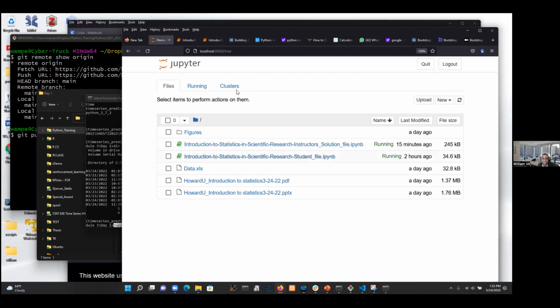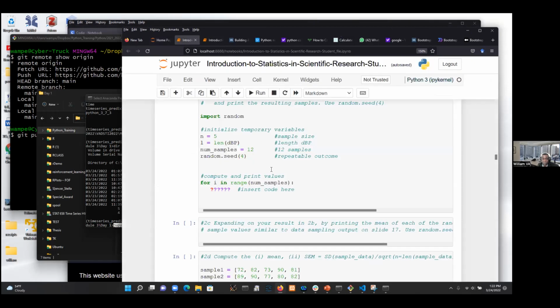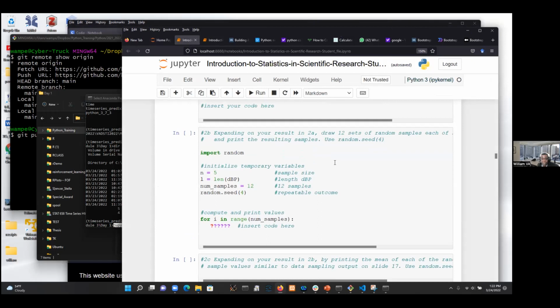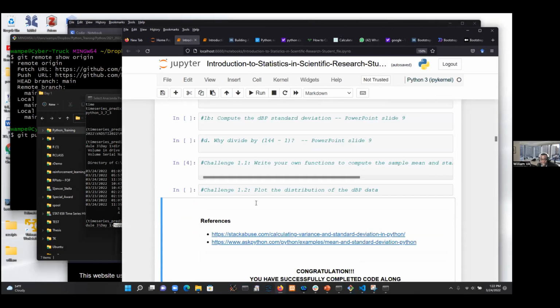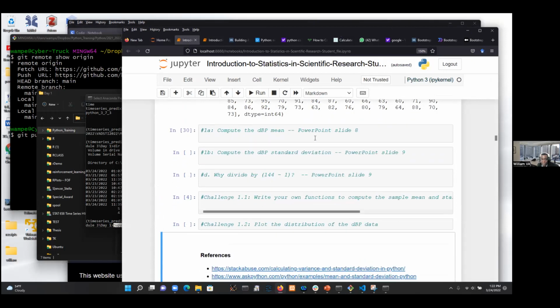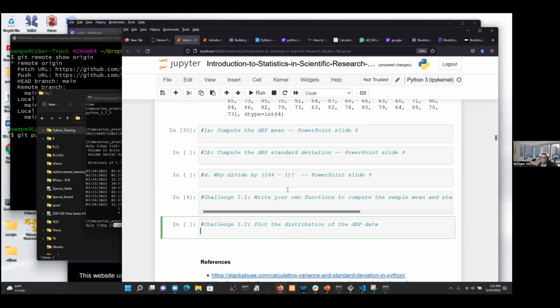Okay, once you click on the student file, it's going to open something that looks like this. Okay, and the way to tell it's a student file is there's going to be a lot of empty slots. Okay, and those empty slots are what you are going to try and fill out. Okay, so that's the difference between that.